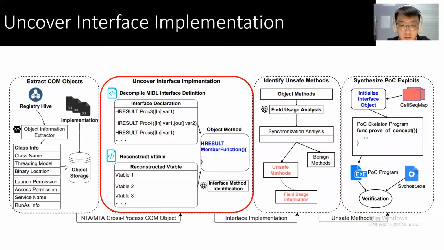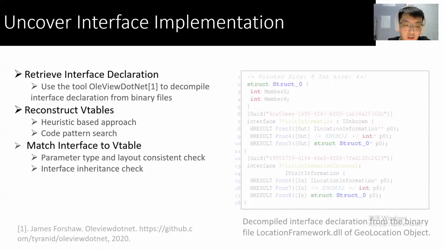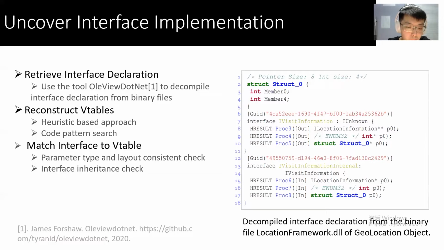After extracting the information of COM objects, we dig into the COM objects implementation binary to uncover interface implementation. COM exposes interfaces implemented in its corresponding binary file. The implementation of an interface method has exactly the same type signature as the interface declaration. Firstly, COMRace needs to retrieve the interface declaration from binary files. This process is completed with the help of OleView.NET. The decompiled geolocation interface is shown in the right picture.